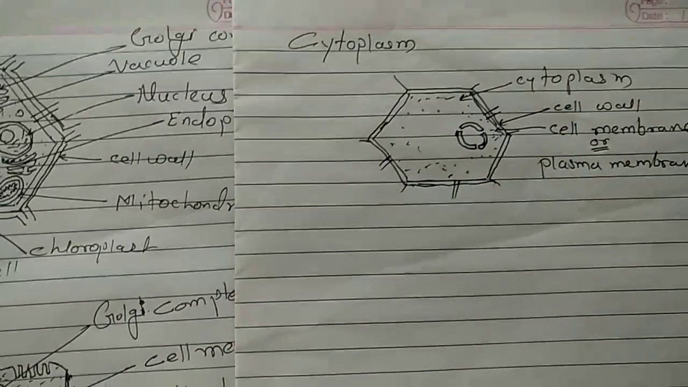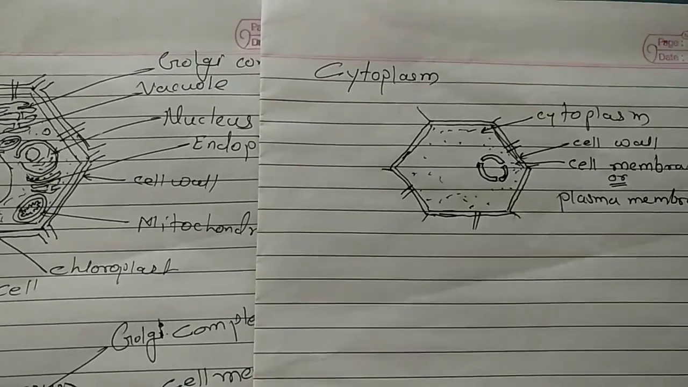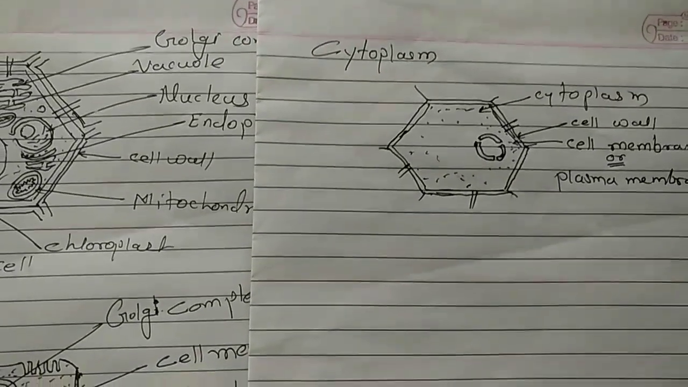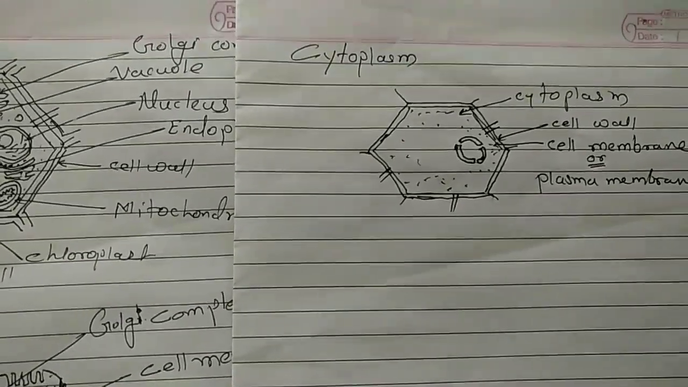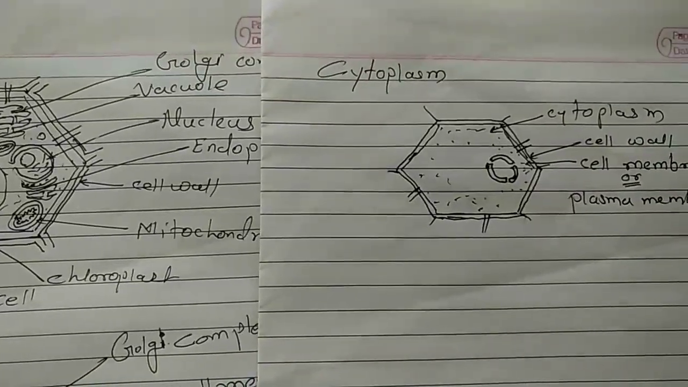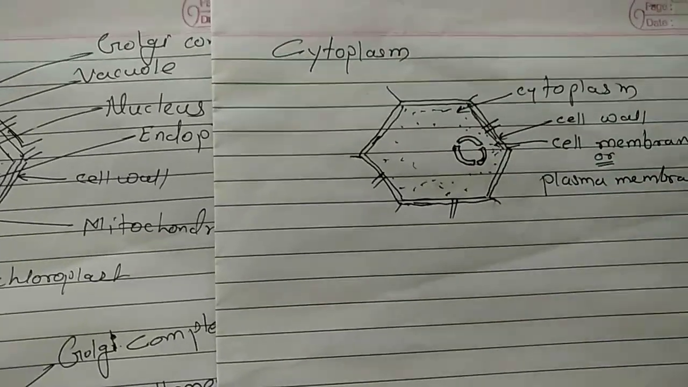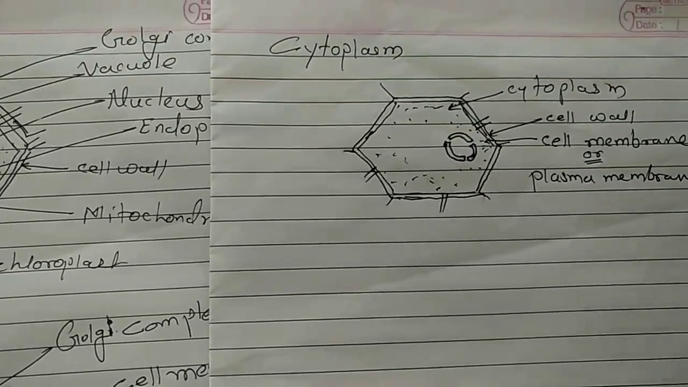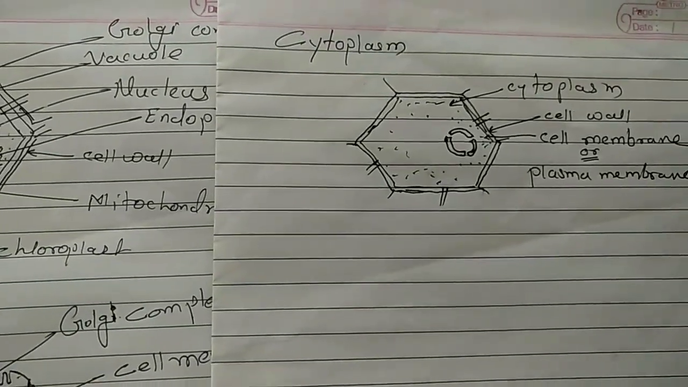Start learning cytoplasm. What is cytoplasm? Cytoplasm is the part which is inside the cell. It is a sticky, gel-like part. It is living and freely moving. This fluid is present between the plasma membrane and the nucleus. In this cytoplasm, all organelles are embedded.